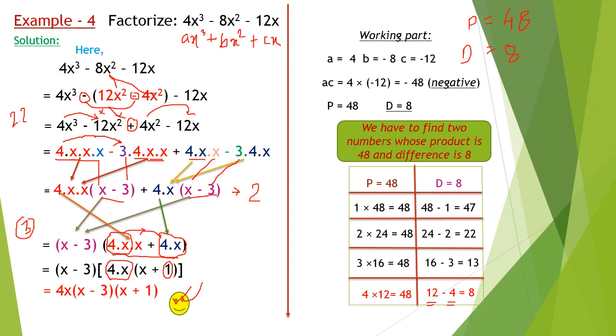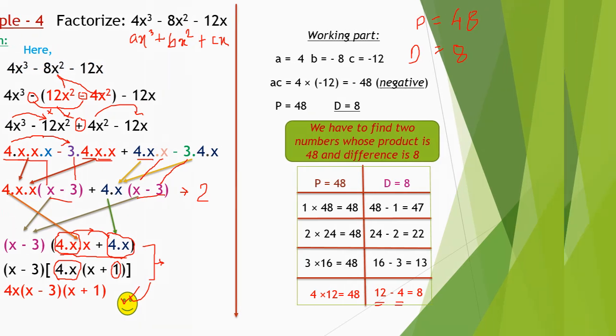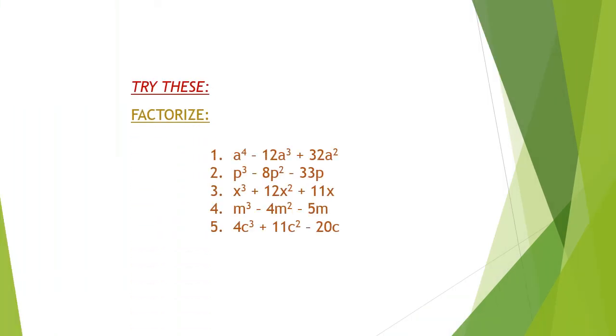Now this is a long question. This is a 4 marks question, and I hope you have understood this question also. Everything is the same, but only in the last step you have to be agile and do this step also. So 4x is common. You have to be careful. You have to look carefully that if there is anything common, then you have to take it common. Now try these questions. It's exactly a similar type of question.